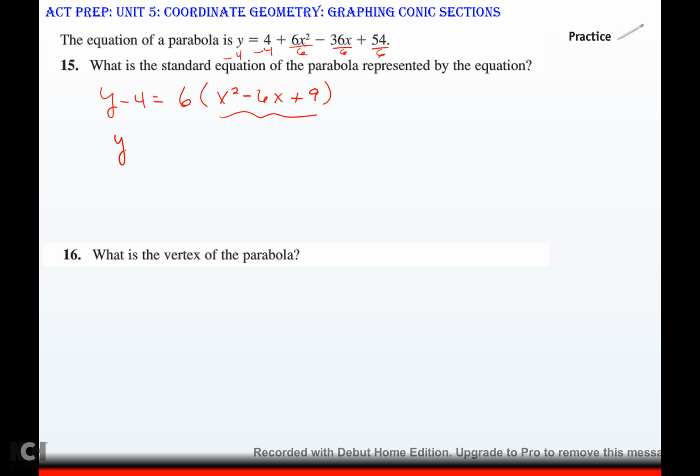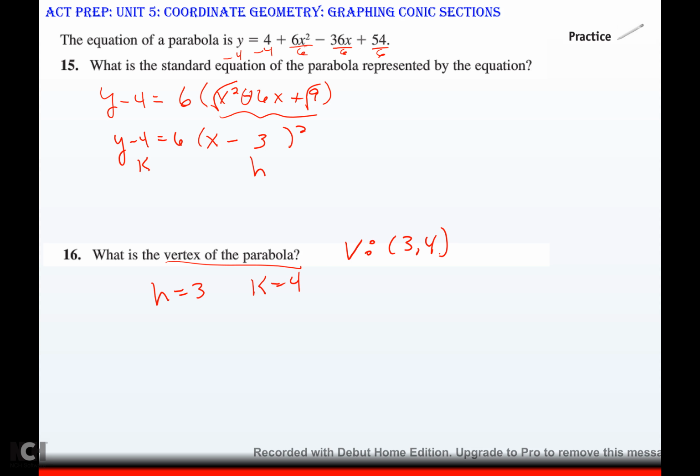So I'm going to have y minus 4 equals 6, and this is going to be a perfect square. The square root of x squared is x. The sign in the middle is minus. The square root of 9 is 3. And there we are in standard form. Okay? So the vertex, then, here's your h, here's your k. So my h is positive 3, my k is positive 4, so my vertex is at 3, comma 4.